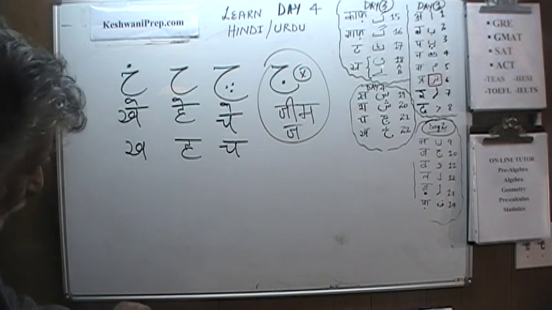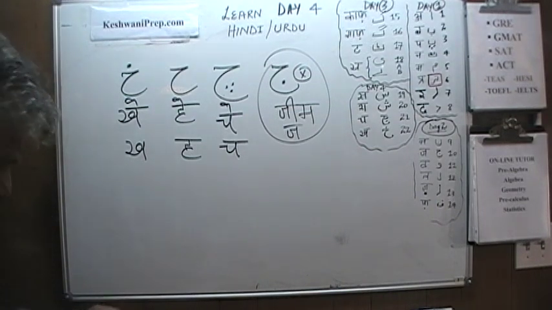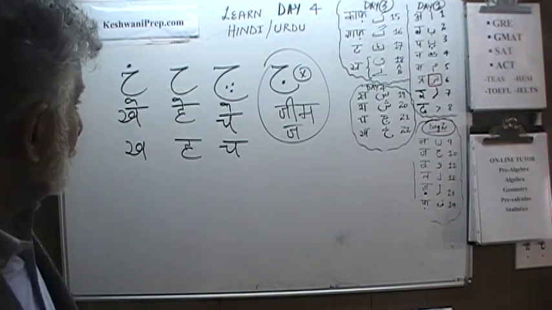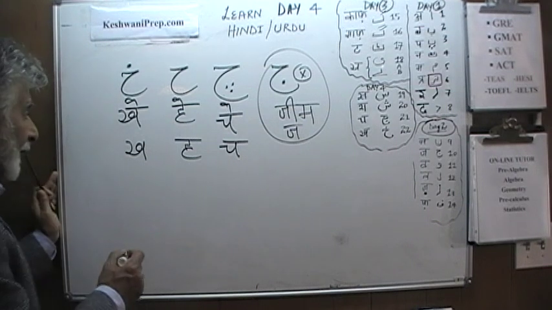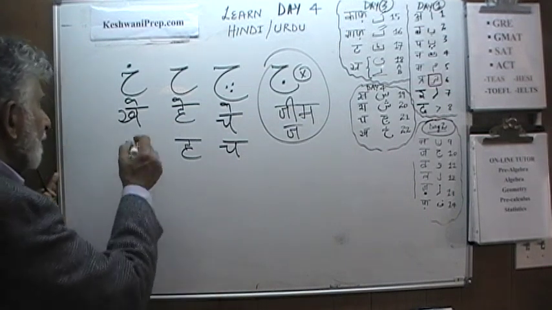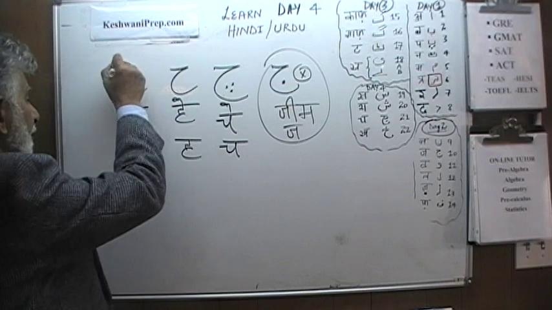Except, pay attention here, okay? Except when you write something which you know takes this Kh and not the other K, which I'll come to in a second, you take this dot and put it at the bottom here.